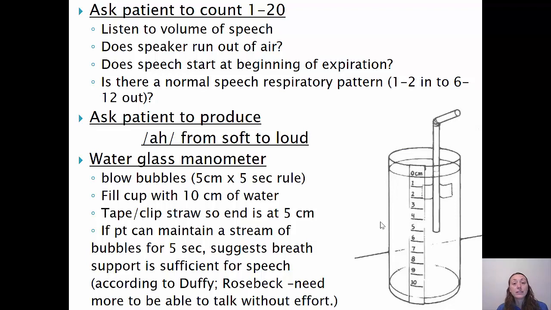Something that's really functional and very easy to do at bedside or outpatient or any kind of medical setting is simply asking a patient to count 1 to 20. I think it's a really nice, easy task. And there's a lot of subjective information that we can get just by having patients count. So things we're going to perceptually listen for is vocal intensity. Are they too loud? Are they too soft? We're going to see if the patient's running out of air even when they're counting 1 through 20.